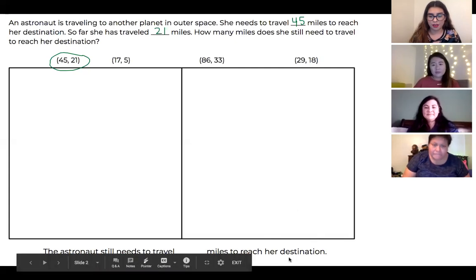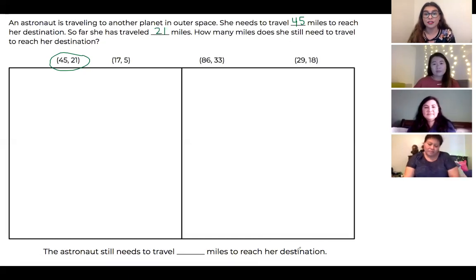Beautiful. All right, so now it's our second read, so we want to think about what these numbers represent in the story. So what does 45 mean and what does 21 mean?